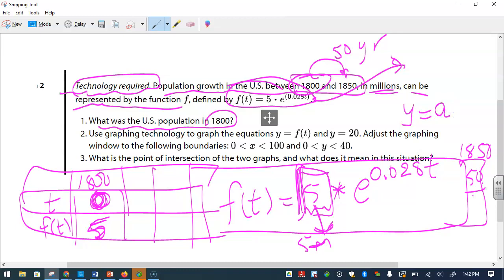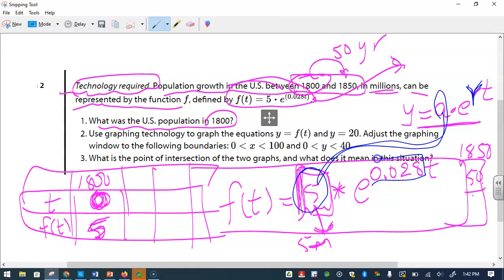When the growth rate is calculated continuously, whenever there is e raised to rt, that's where you compare the exponential function with the base e. So this a is this part, 5 million, and this r is the growth rate. So the r is 0.028. When you multiply by 100, it's 2.8%.